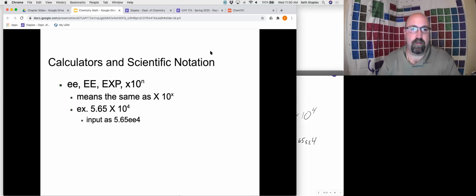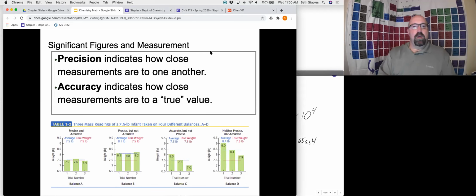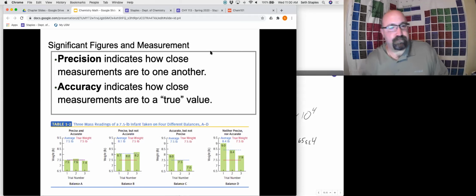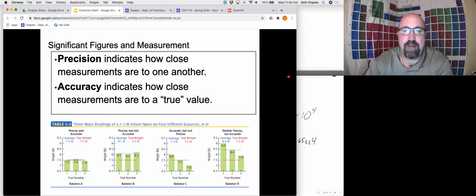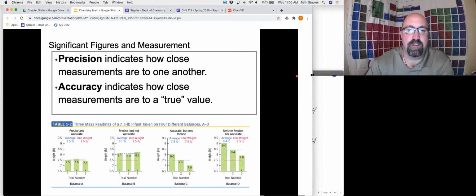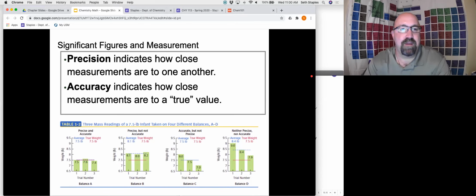Okay. So switching gears a little bit here, again, remembering that our numbers in chemistry and the numbers that we use in this course are going to represent measurements and are going to represent data. We have to consider how good that data is. And so we have two different terms that we're going to use to try to indicate how good a set of data is.